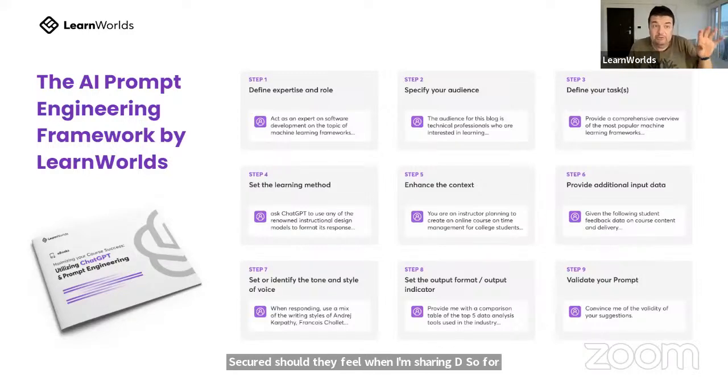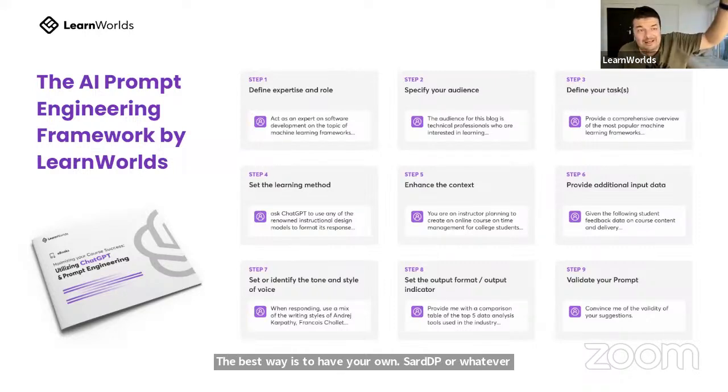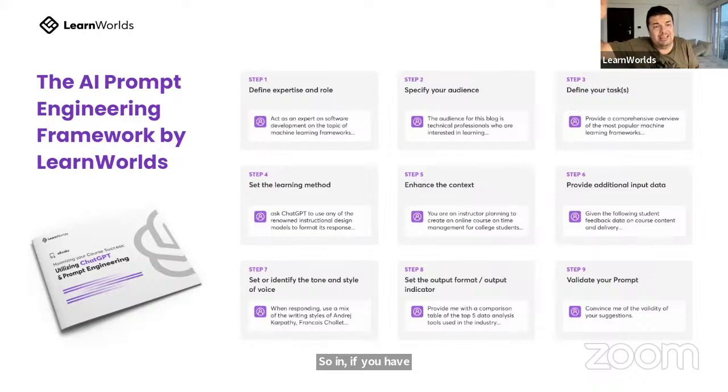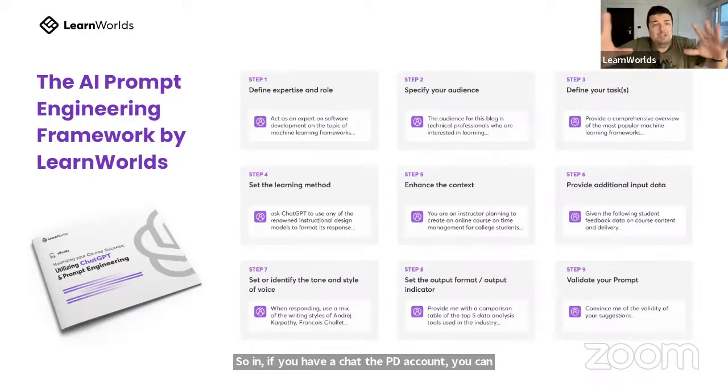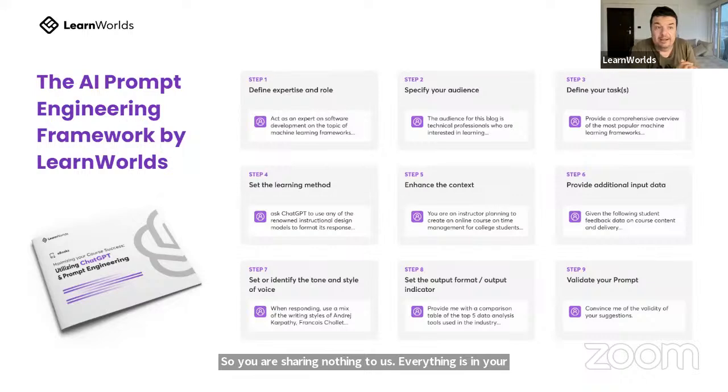So for that reason, and this is how we have implemented and executed it in LearnWorlds, the best way is to have your own ChatGPT or whatever account and connect that account to every learning management system. So in LearnWorlds, if you have a ChatGPT account, you can connect it through an API key, and then you are still talking with your own ChatGPT. So you are sharing nothing with us. Everything is in your own ChatGPT custom account.